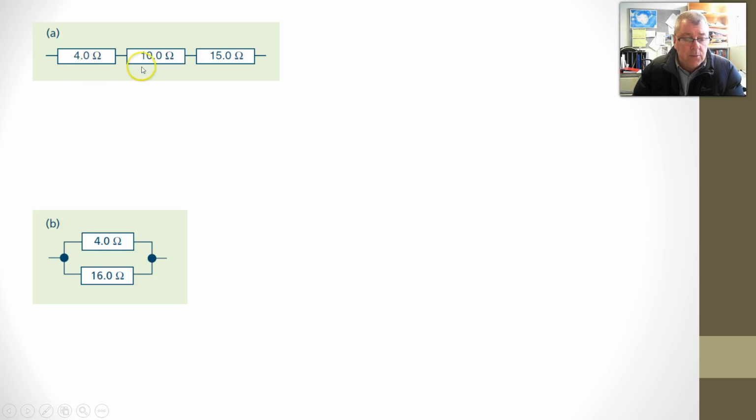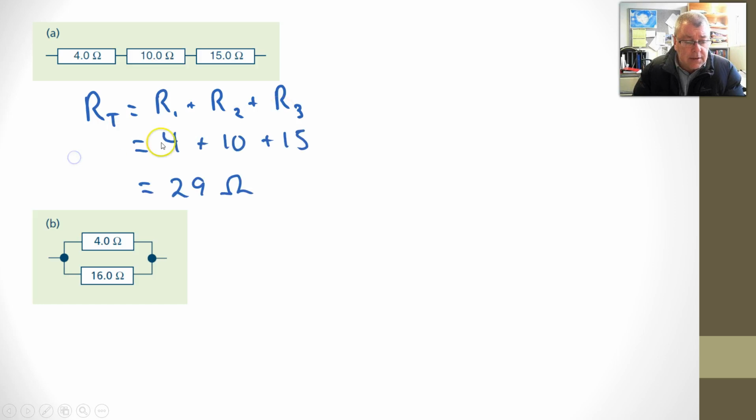And we have a 4 ohm, a 10 ohm and a 15 ohm. So we know when they're in series we add up the resistances. So it becomes a simple case of just adding up 4, 10 and 15, and so the total resistance of this, if this was the only resistance in the circuit, would be 29 ohms. And theoretically we could replace this combination of resistors with one resistor that has a resistance of 29 ohms.